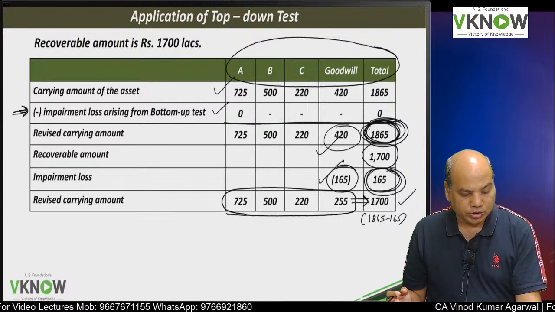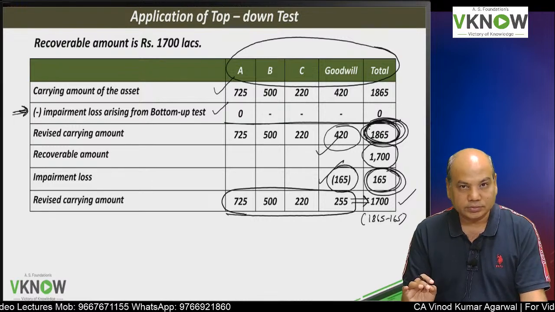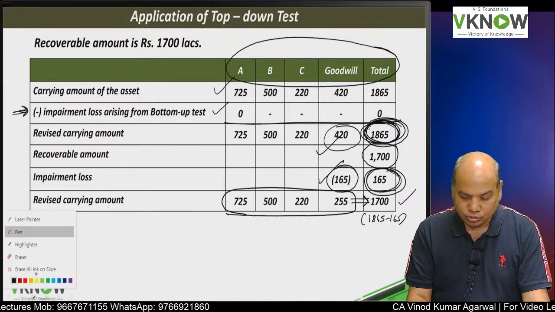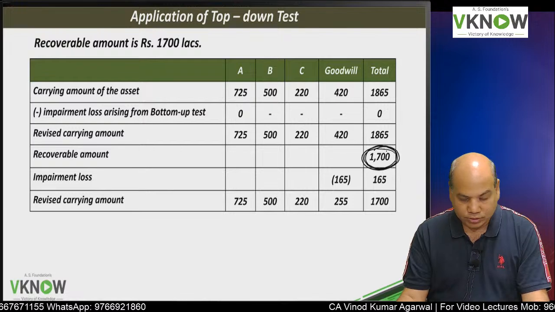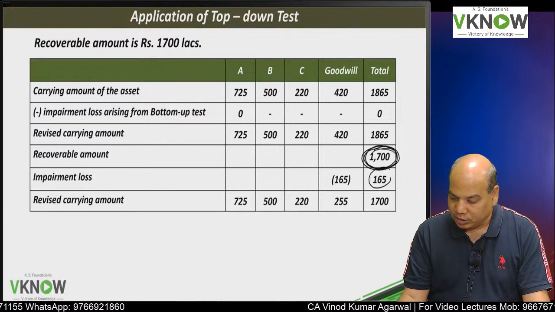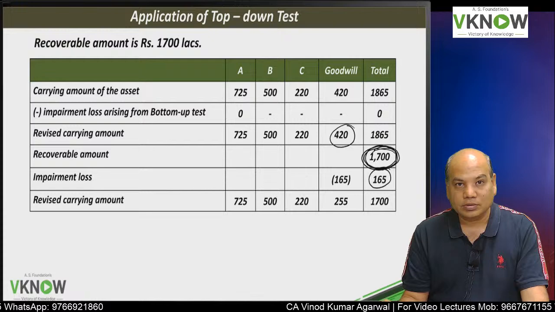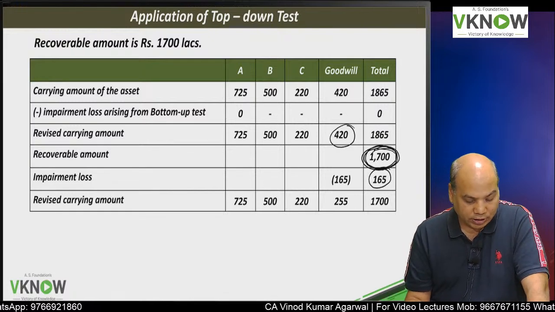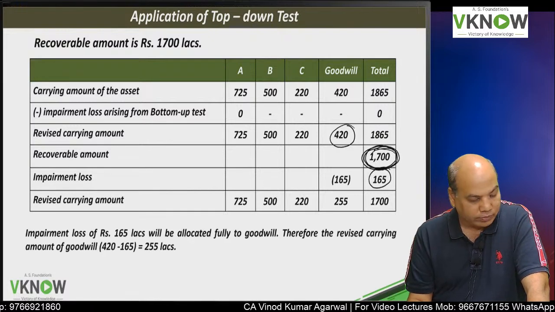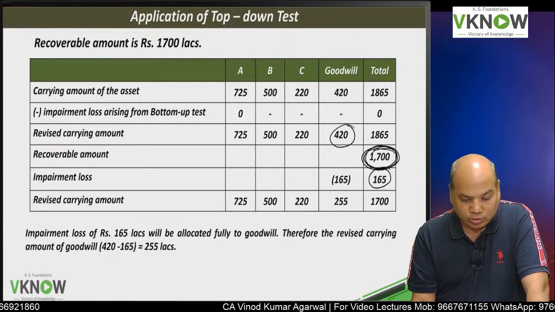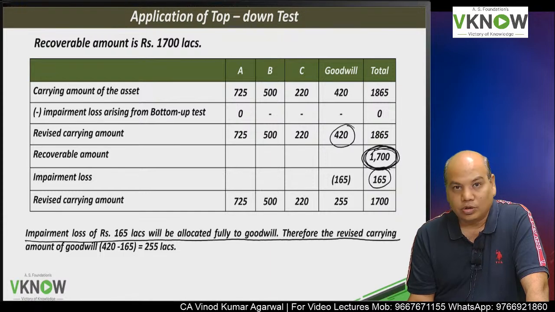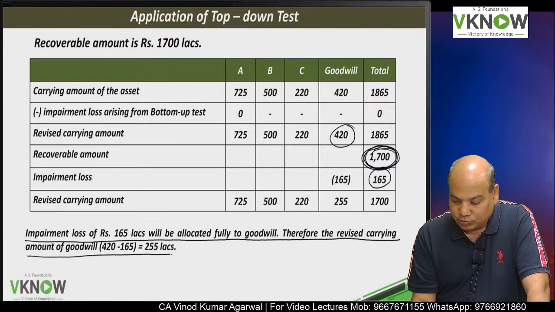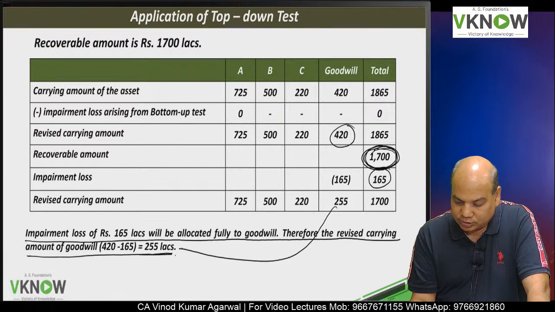So these were the questions on goodwill, but the student has a query: what if the impairment loss is more than 420? How do we do it? Let us take one hypothetical situation. First, there is a note in your book, impairment loss of 165 will be fully allocated to goodwill, therefore revised carrying amount of goodwill is 255 lakh. That is the same thing.